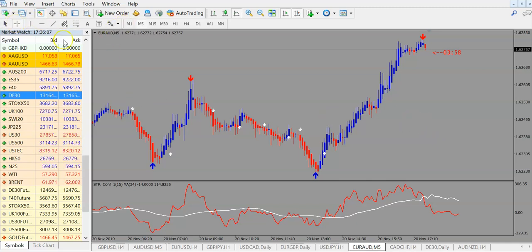For binary, let's see the same rules. We get blue. We wait normally. We do not trade blue on red arrows. This one, and we trade.